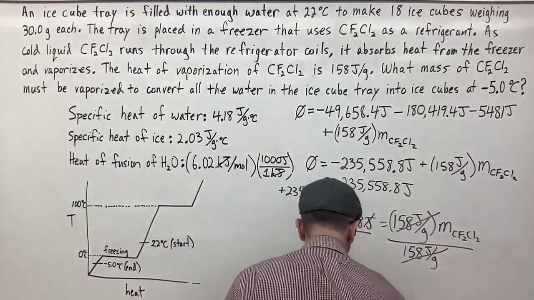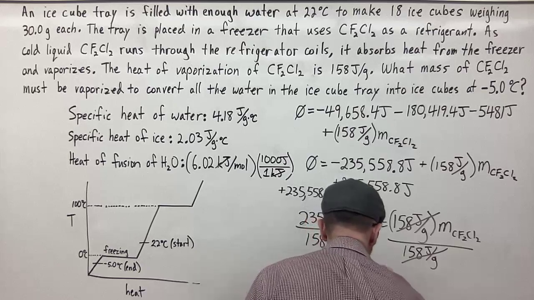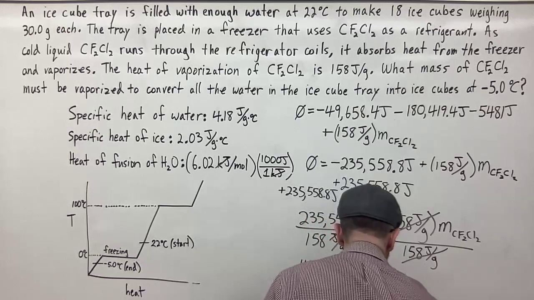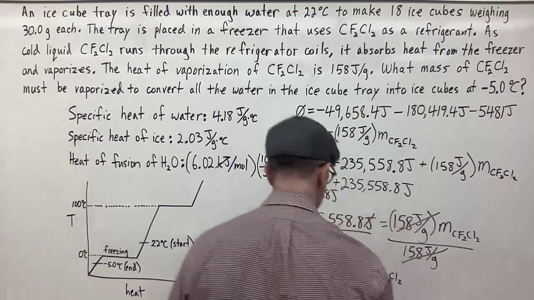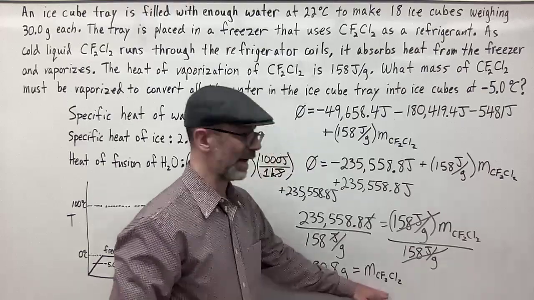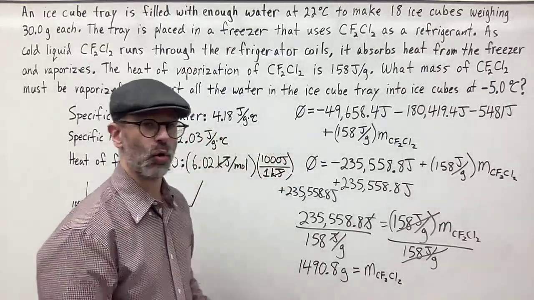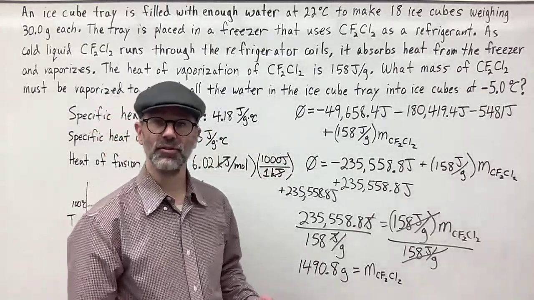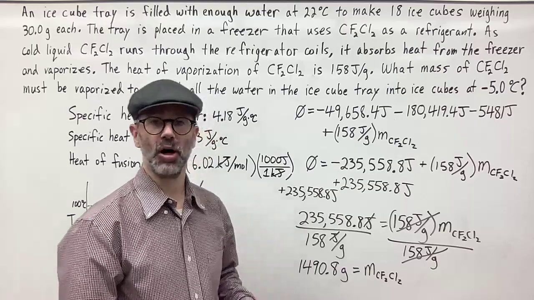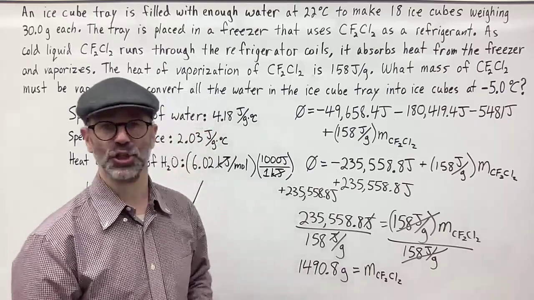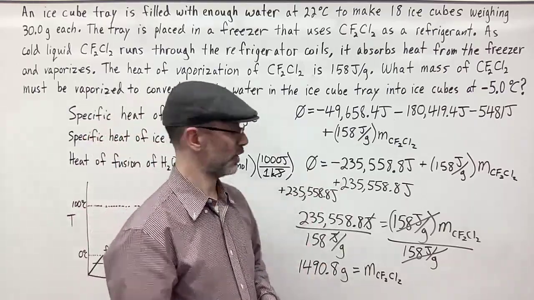1490.8 grams is equal to the mass of the CF2Cl2 that I would need to vaporize in order to freeze and lower the temperature of the water for these 18 ice cubes down to -5 degrees Celsius.